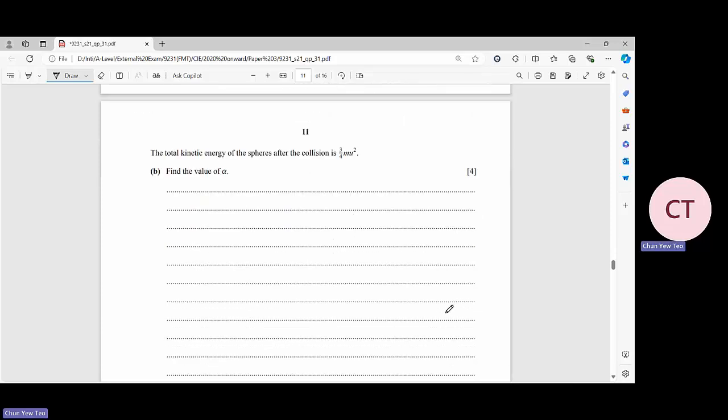We want to find the total KE of the spheres. They say that the total KE of the spheres is 3/4 mu squared. They want to find the value of alpha. Since this question involves energy, I need to find VA and VB. So for VA at A, I want to consider the vertical component. I haven't considered the vertical component first at A.